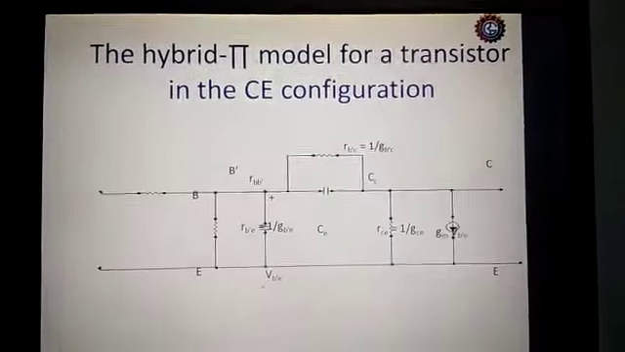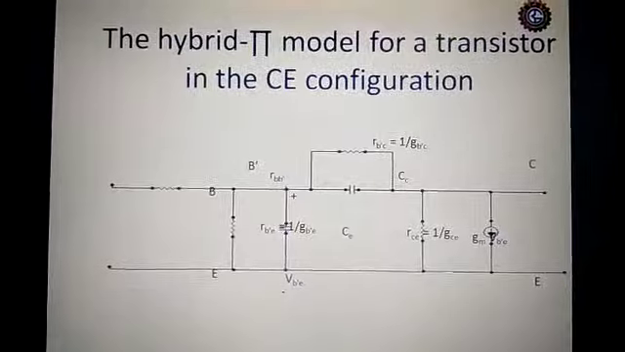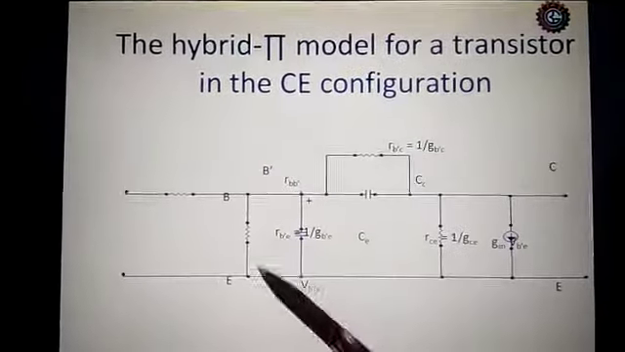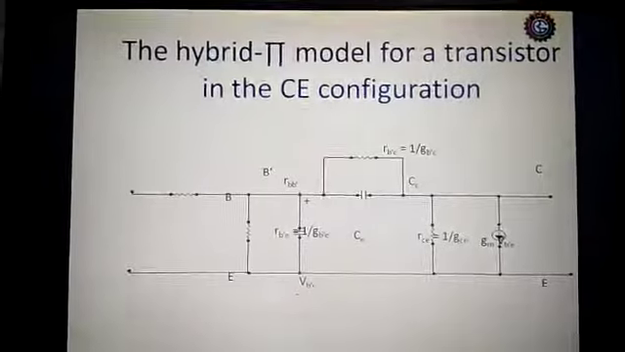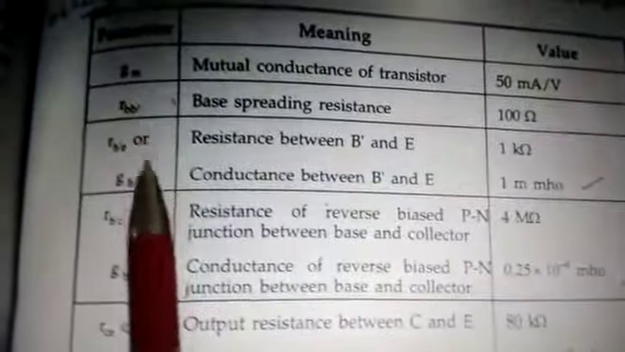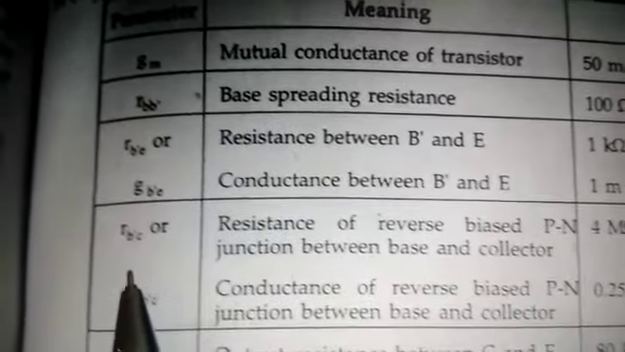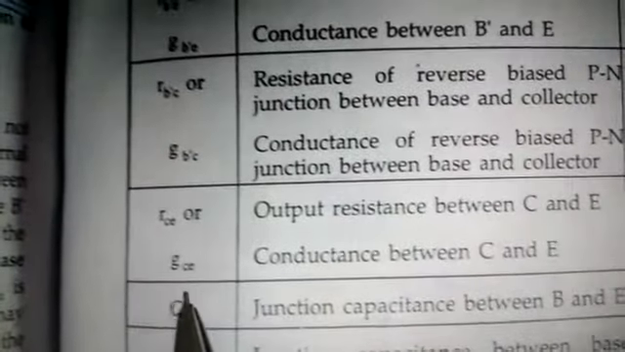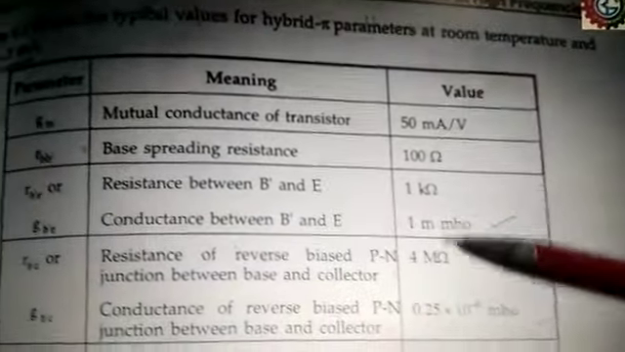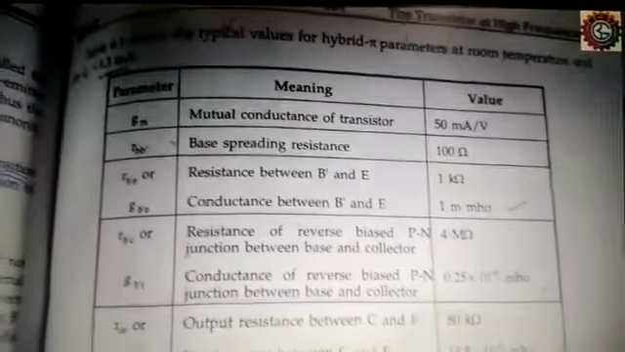Last time we have discussed this hybrid pi model, which you are looking at on the screen, in common emitter configuration, and these different parameters which we have already seen: gm, rbb', rb'e, gb'e, rb'c, gb'c, rce, gce, Ce and Cc, and their typical values. These are the typical values at IC equal to 1.3 milliampere.